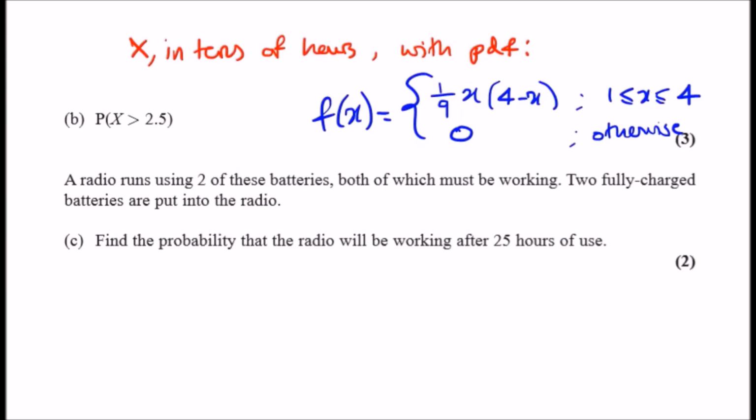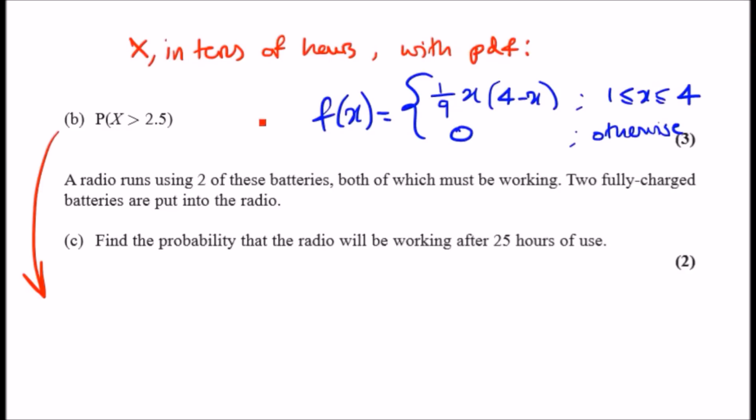Okay guys, here we go. Parts B and C. So as usual, we're given the random variable x in tens of hours with the following probability density function. Okay, so it's all copied out here. Now let's evaluate B. So find the probability that the random variable x is greater than 2.5. So the only way to do this, firstly, is to use algebraic integration. Why? Because we're working with continuous values. So this is a range.